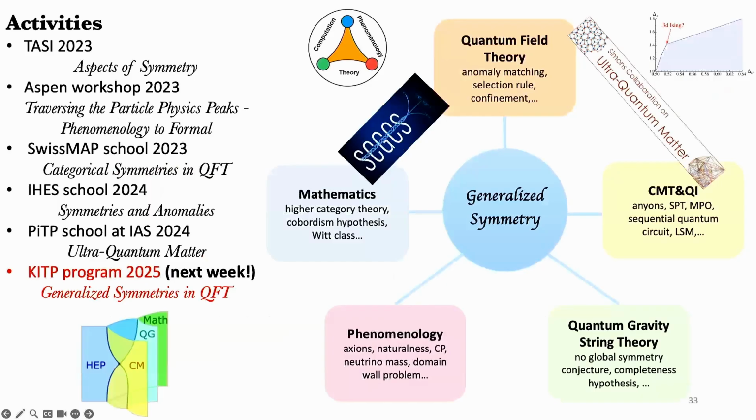And there has been a lot of activity in this research program with various overlapping Simons collaborations. For people who are interested in learning more, there are various lectures in the past few years where the recordings are available online. And starting from next Monday, there's going to be a KITP program running from March to May on generalized global symmetries in QFT. And we're very proud of the logo we came up with that shows that this is really an interdisciplinary endeavor trying to bridge different communities together.